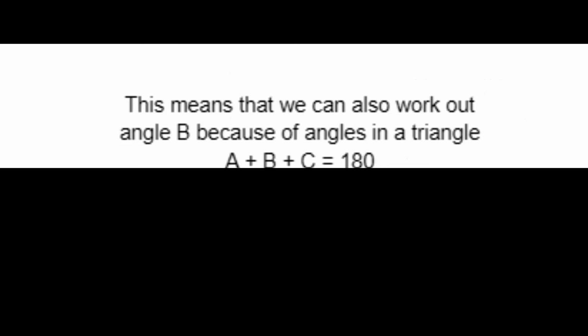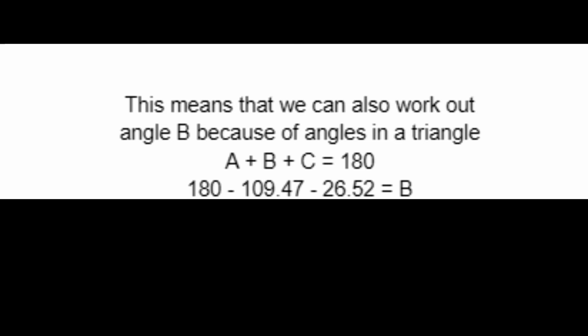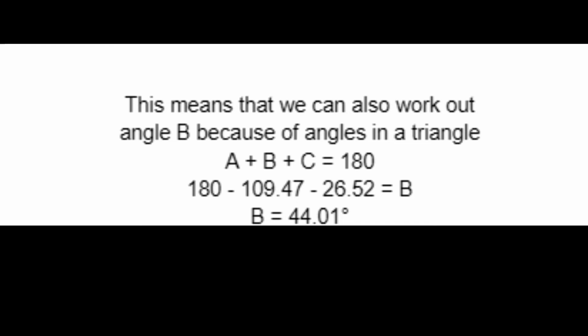This means that we can work out angle B because of the angles in a triangle, where angle A plus angle B plus angle C equals 180 degrees. So 180 minus 109.47 minus 26.52 equals B, where B equals 44.01 degrees.